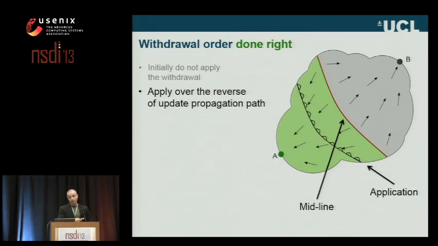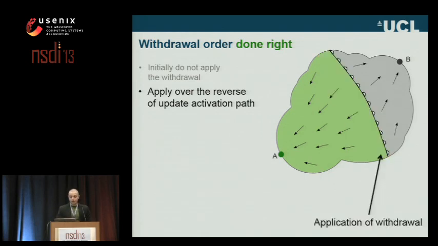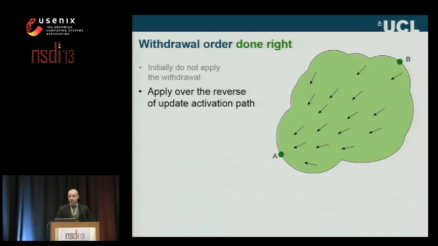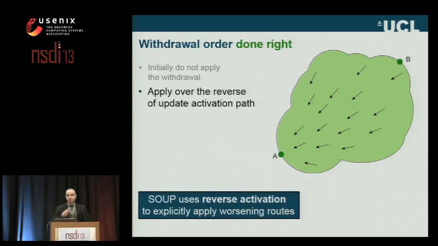Now, the way we will apply it is along the inverse of the propagation path from B. And you can see that as this happens, the network eventually converges. We call this reverse activation, and this is what SOUP uses to activate worsening routes and withdrawals. Now let's see it in practice.